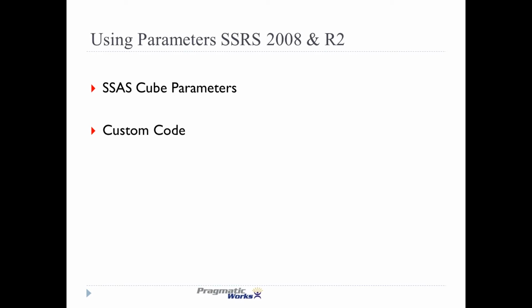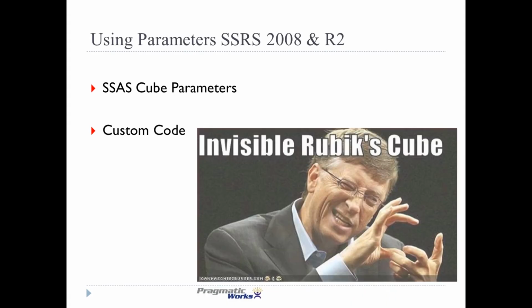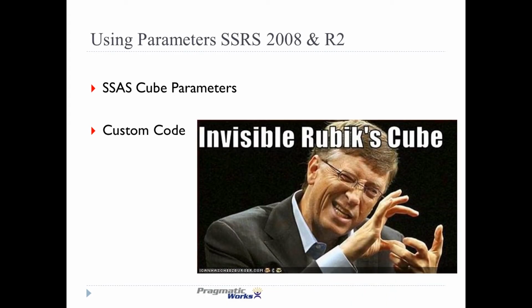So speaking of cubes, Bill Gates has got a new toy he's come out with. I don't know if you've seen it. It's the invisible Rubik's Cube. There we go. All right, last bad joke, I promise.